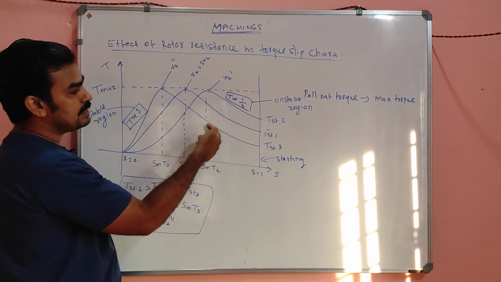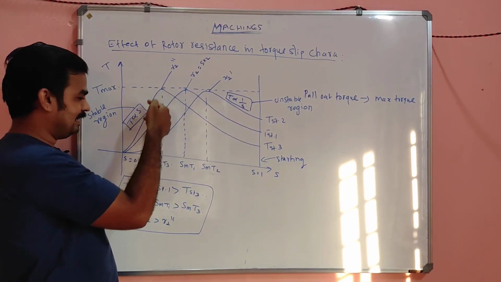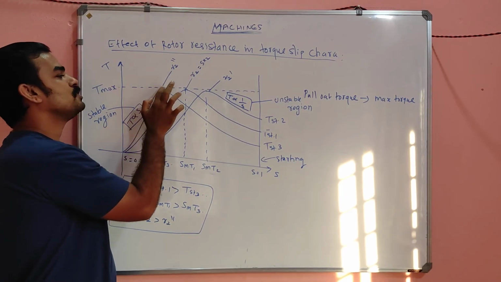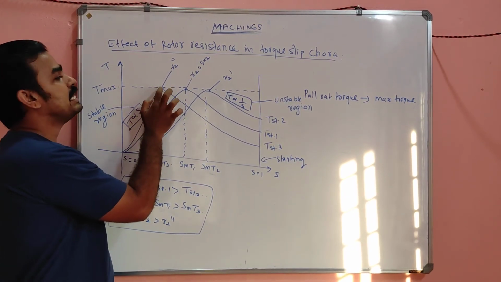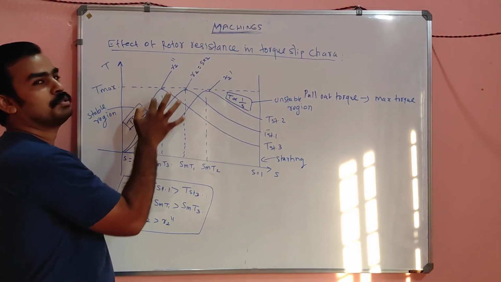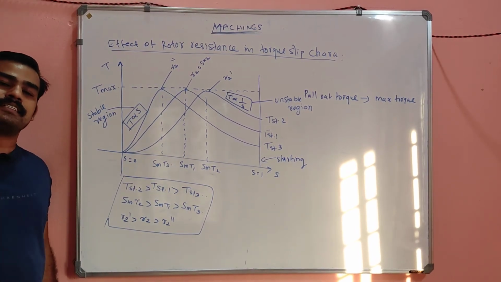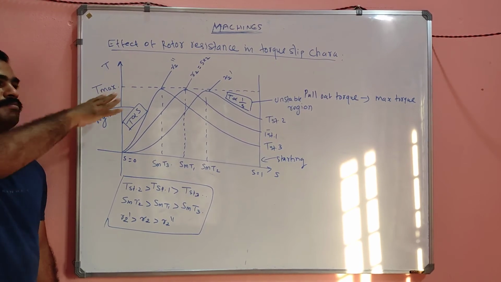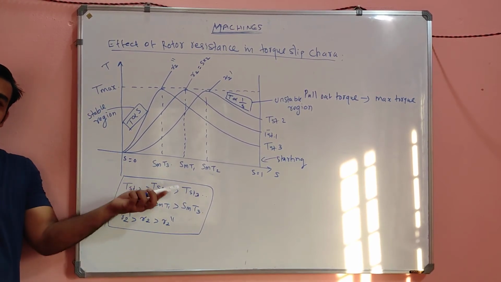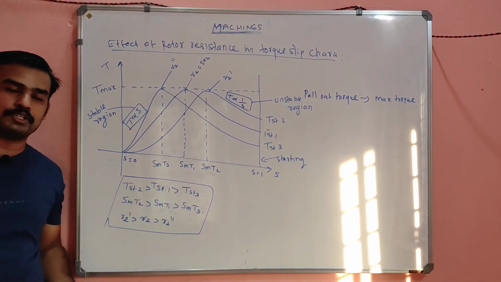It slowly increases to its maximum value. Here also it attains the maximum value. The same maximum value will be attained by all three resistors. If you vary the three resistors, the maximum value will be the same, because T max is independent of R2.